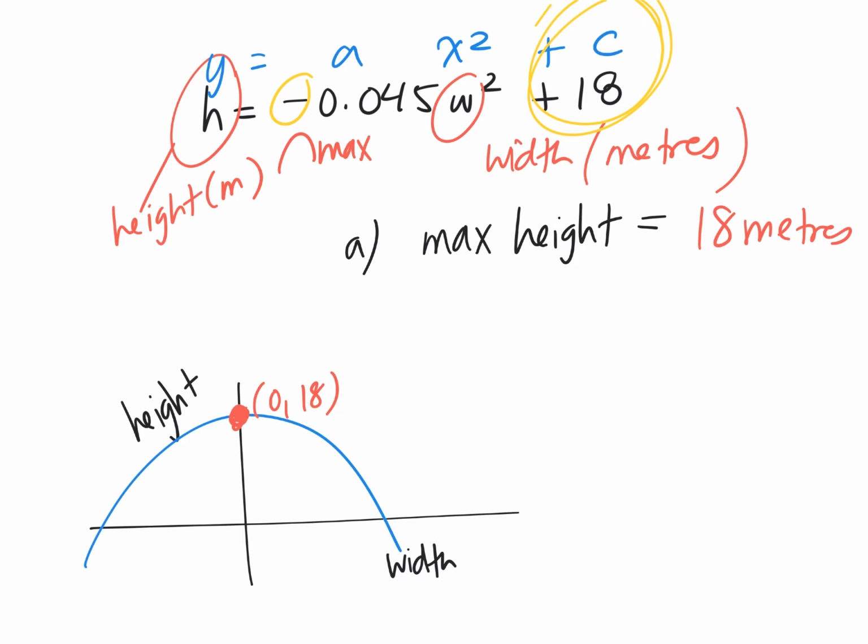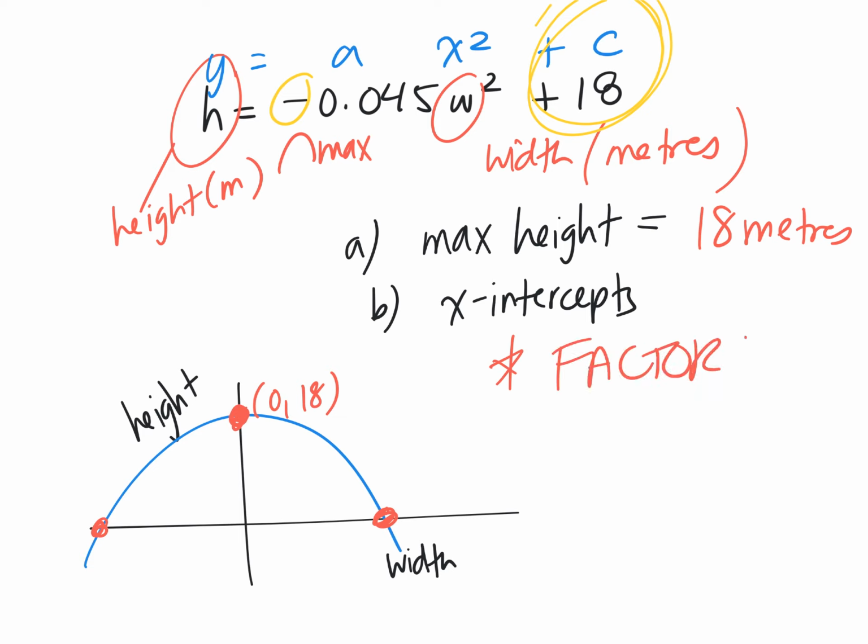Now we have to find the width. So what are you looking for? You're looking to find the x-intercept. So you're going to factor. You're going to do that on your own right now. You're going to factor that to find the x-intercepts. Divide everything by negative 0.045. It will make it easier to factor.